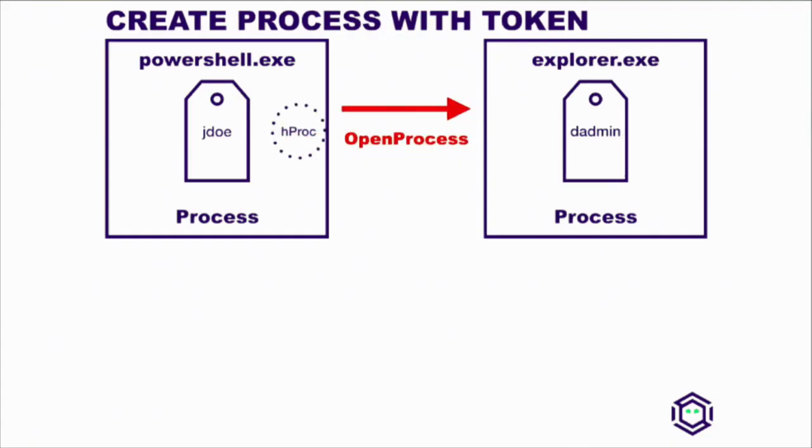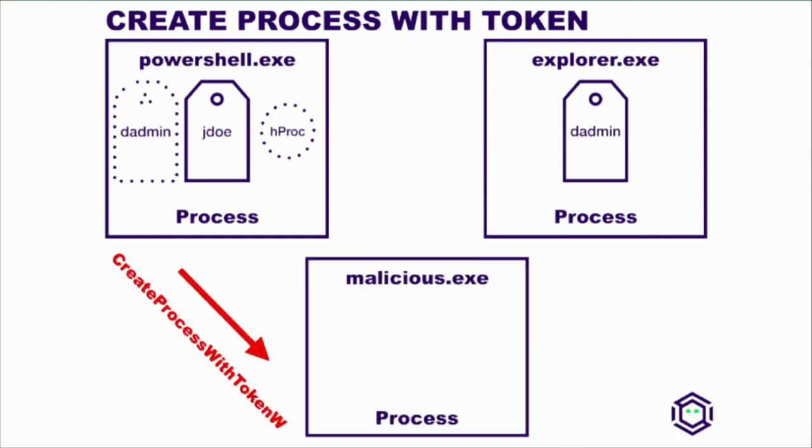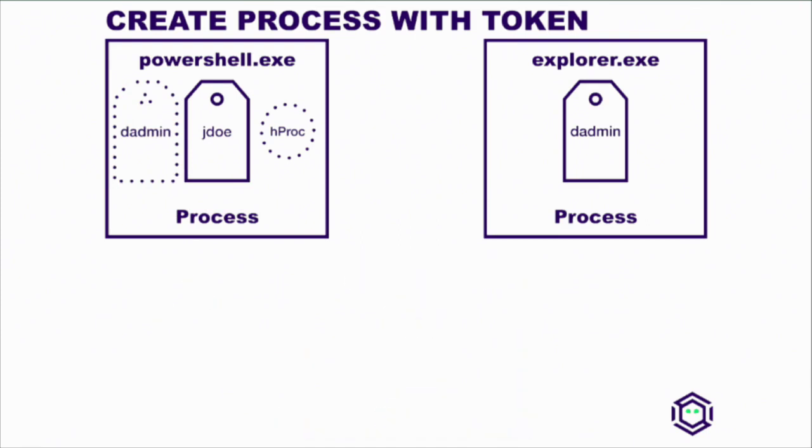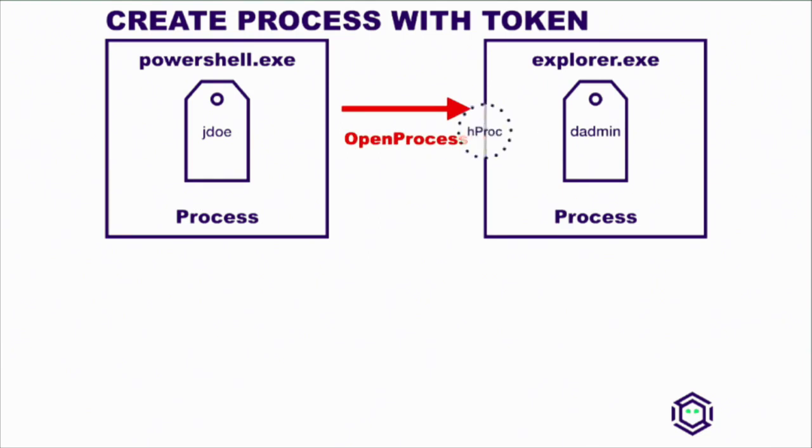So PowerShell.exe opens the process to Explorer.exe. Then it's going to duplicate that domain admin token. And then we're going to create a new process called malicious.exe, whatever you want to call it, and apply that domain admin token to it. So now we have a new process running as domain admin.